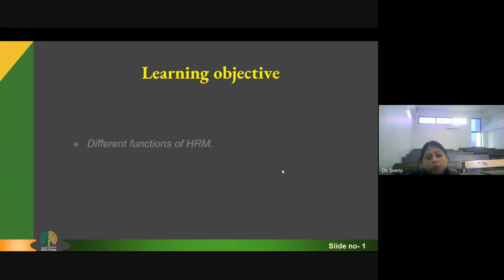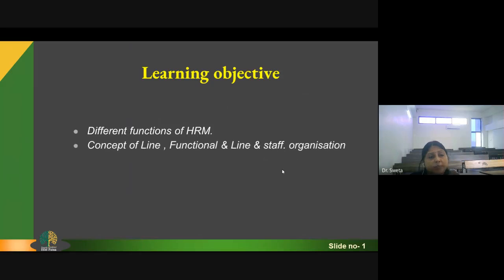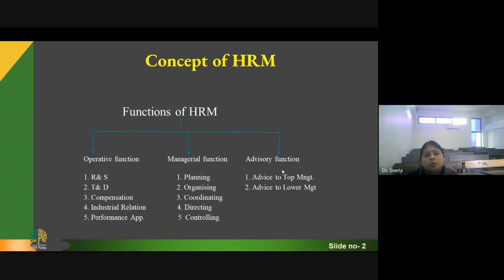And talking about the objectives of this session, we will be discussing different functions of human resource management that are operative functions, managerial functions, and advisory functions. Also, we will be discussing several forms of organization that are line organization, functional, and line and staff organizations. So, very quickly, we'll be moving towards the functions of HRM.